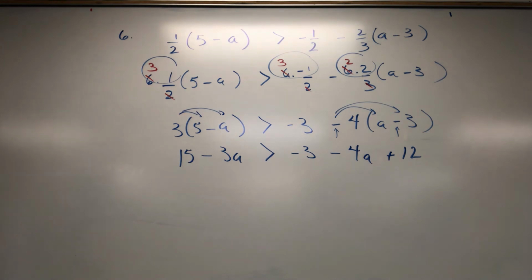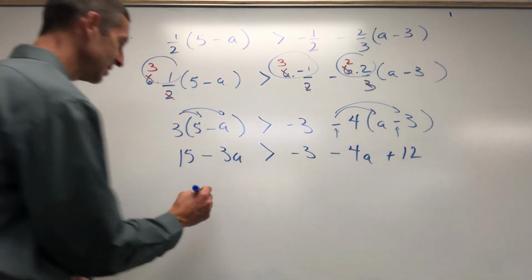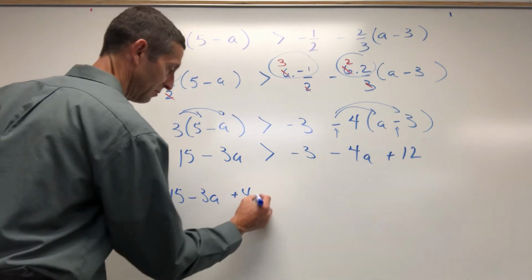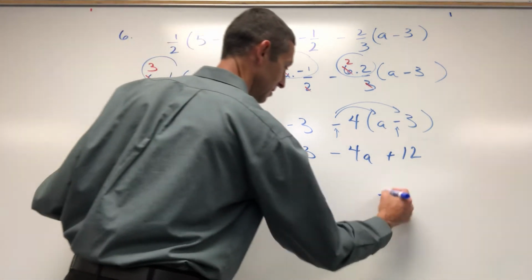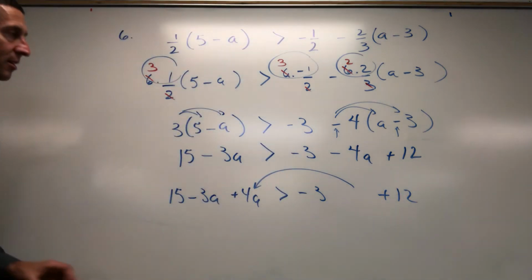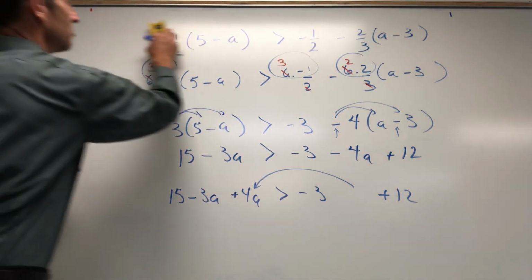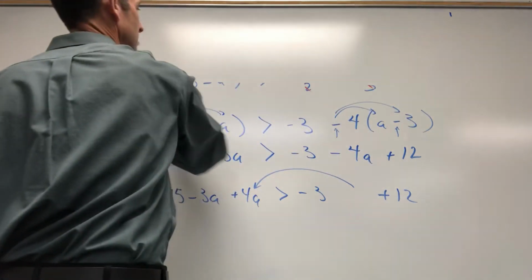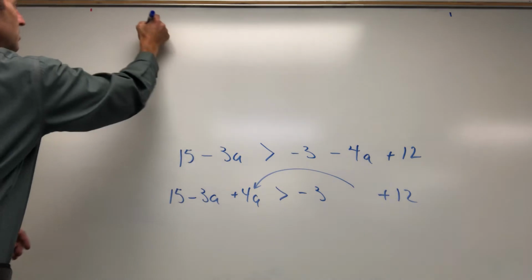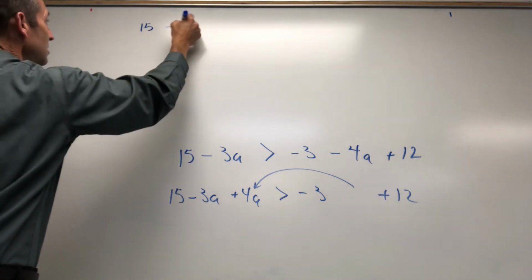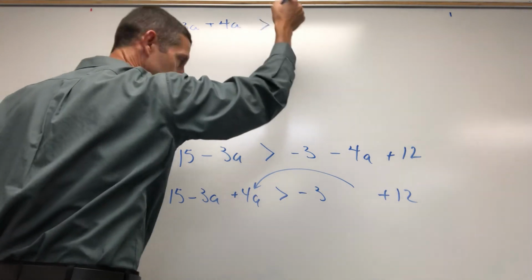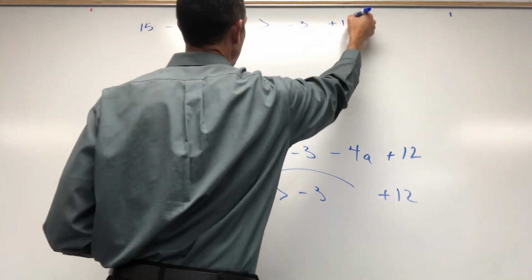All right, guys, here we go. Got to put my a's together. What do we have here? Plus 4a. So we're going to move that one over. Let me get all of this out of the way up here. So I have 15 minus 3a plus 4a greater than negative 3 plus 12.